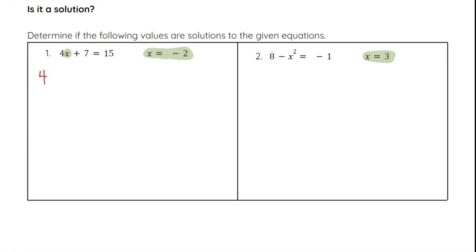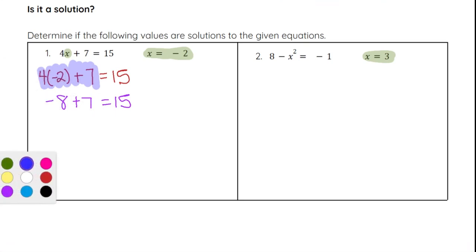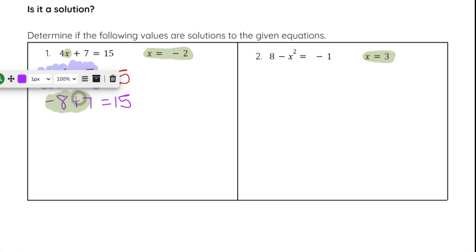So we'll do 4 times -2 because this is 4 times x. Everything else stays the same because that's the only x in the problem. So 4 times -2 is the first thing that we evaluate. We are looking at this left side and simplifying it. 4 times -2 is -8, and then plus 7 equals 15. We're trying to simplify this left side until it is a single number so we can see if it's equal to the right side.